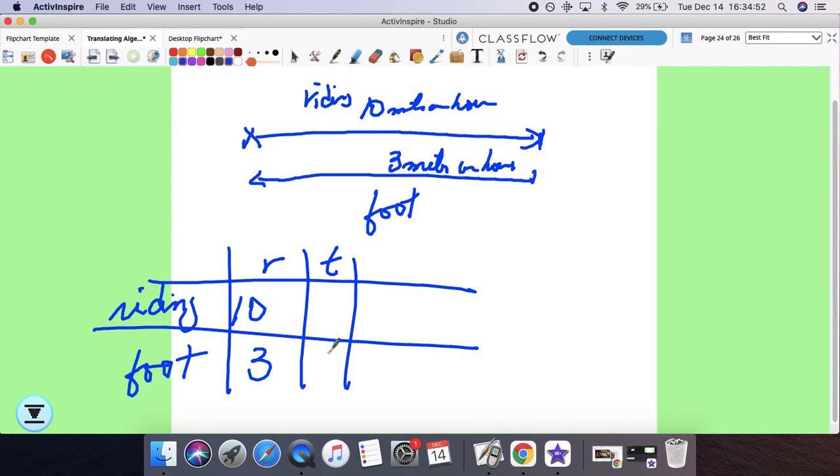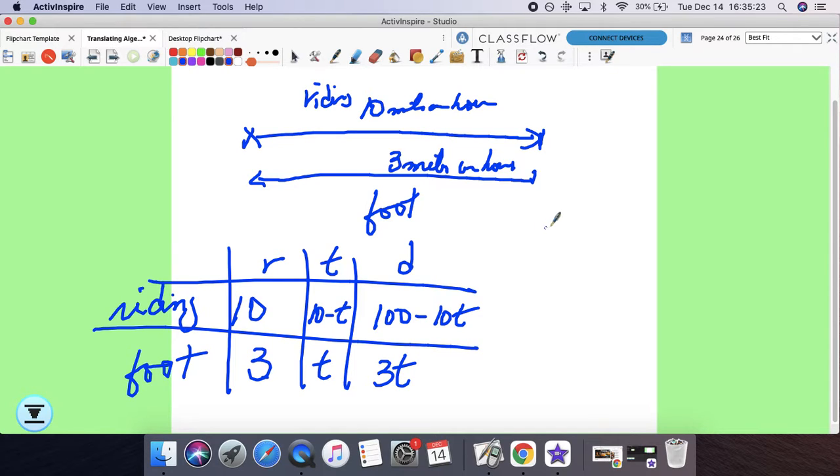So let's say that on foot he spent t hours, which means that riding would be 10 minus t. Whatever time was spent on foot, we subtract it from 10, and that leaves us with our riding time. The distance, we can multiply. In this case, let's do the easy one: 3 times t is 3t. 10 times 10 is 100. 10 times negative t is negative 10t.